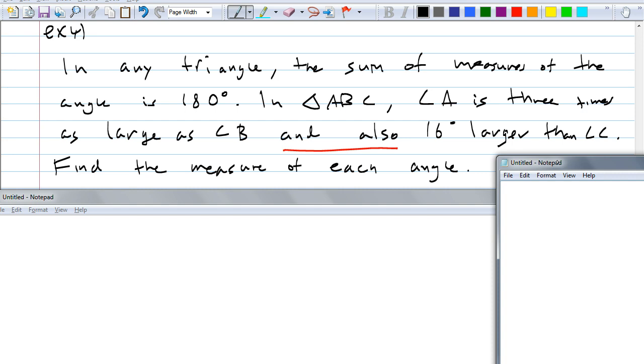So write this down. It says in any triangle, the sum of the measures of the angles is 180. We all know that, okay? In triangle ABC then, A is 3 times as large as B, and also 16 degrees larger than C. Find the measure of each angle is the question.